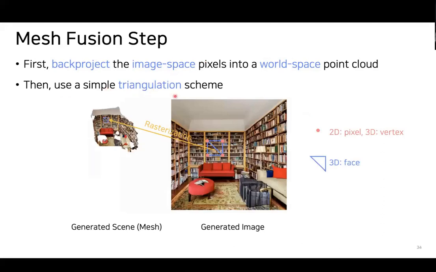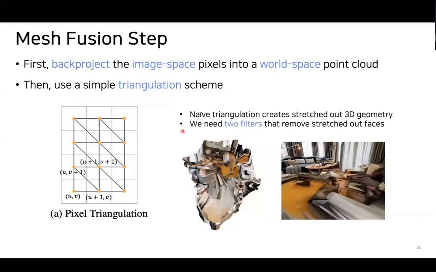And use a simple triangulation scheme. This pipeline is based on my understanding of triangulation. Triangulation involves selecting 4 adjacent pixels in the generated image to create 2 triangles, like this. Then project the pixel in 2D into a vertex in 3D, and the triangle in 2D into a mesh face in 3D. It is small, but it is the same formation. So it is an illustration of pixel triangulation.